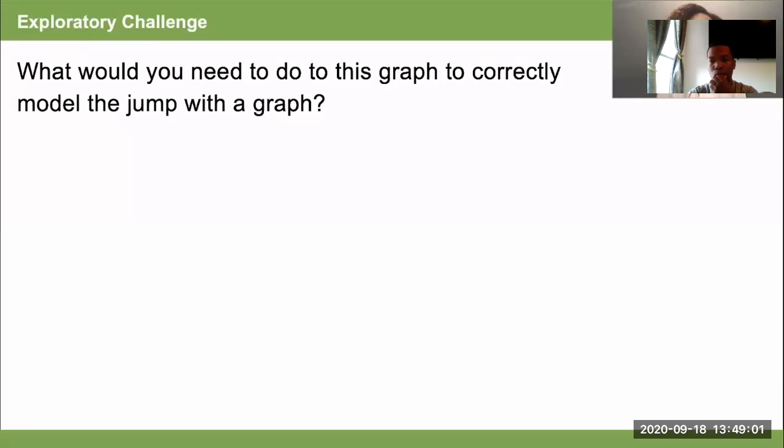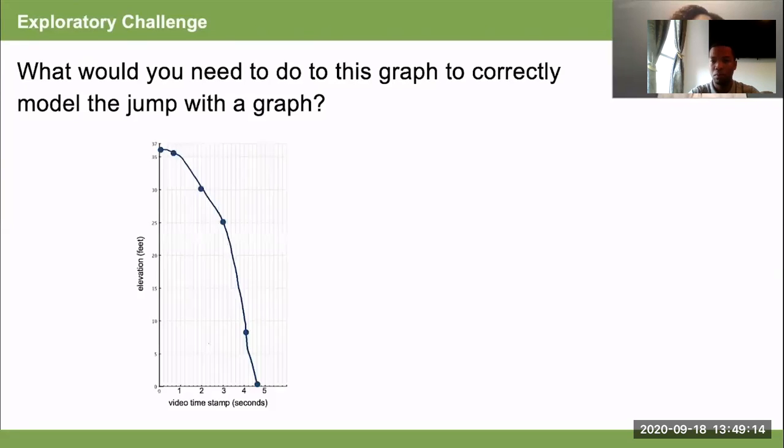We see that it only took the jumper 1.5 seconds to fall before splashing into the water. So then how do we correctly graph the jumper's fall? As we begin, we can first look at the graph that we originally created together.